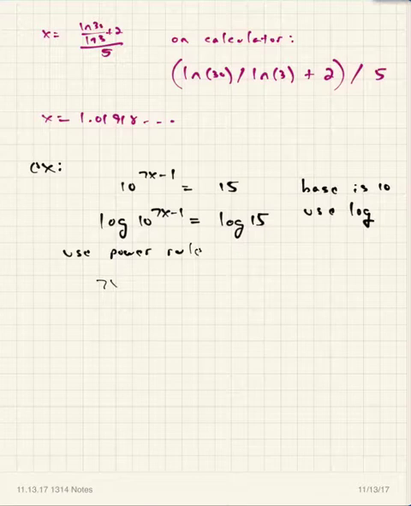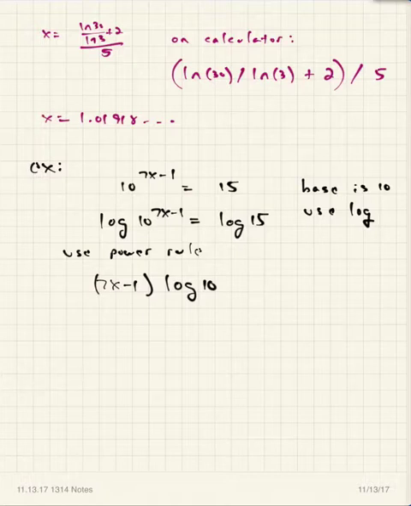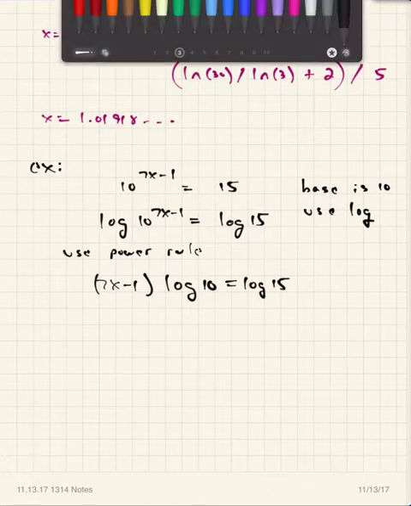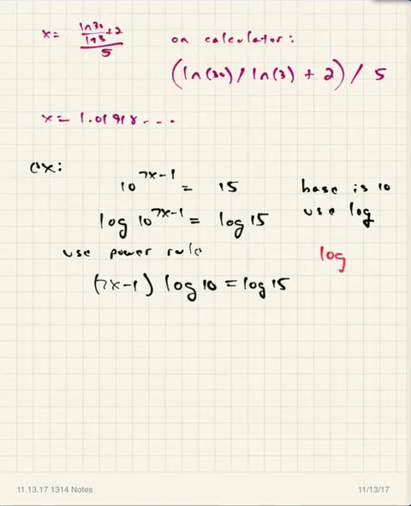Right, so I bring that 7x minus 1 down in front as a factor. And then I have 7x minus 1 times log of 10 equals log of 15. And this is why it makes sense to use log base 10 here, because what's log of 10 equal to? Remember that this is really logarithm base 10 of 10, because it's a common logarithm, and that's the power you raise 10 to get 10, that's 1.